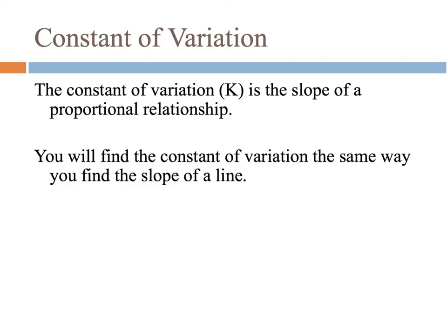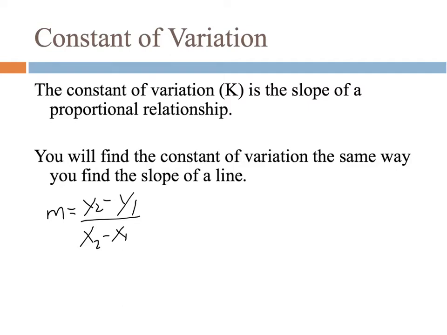So first let's talk about the constant of variation. The constant of variation k is the slope of a proportional relationship. So the constant of variation is the same as the slope of the line. You will find the constant of variation the same way that you find the slope of a line. And remember, to find the slope of a line, we use the change in y over the change in x, or m is equal to y2 minus y1 over x2 minus x1.